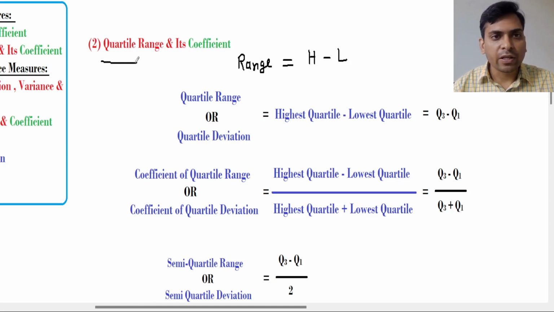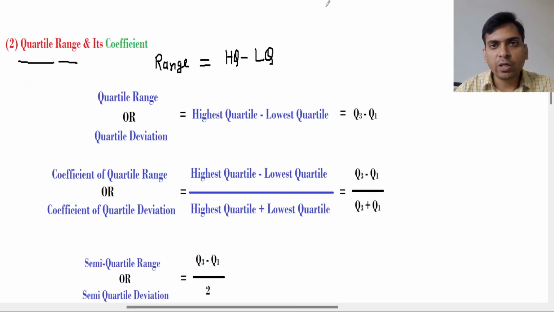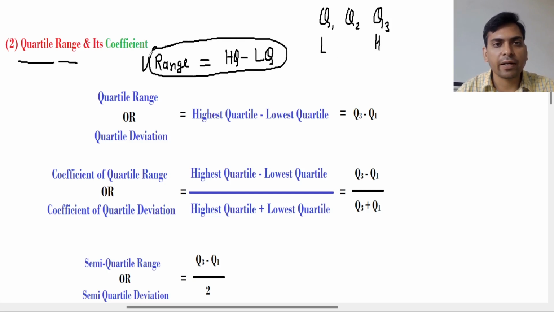Now we are studying quartile range. Not only range, we are studying quartile range. So simply we will write highest quartile value minus lowest quartile value. As I have explained the concept of quartile, there are three quartiles: Q1, Q2 and Q3. Q3 is considered the highest quartile and Q1 the lowest quartile. So quartile range is highest quartile minus lowest quartile, that is Q3 minus Q1.